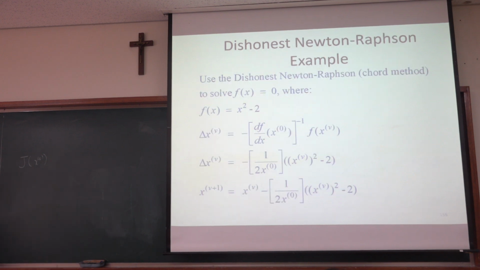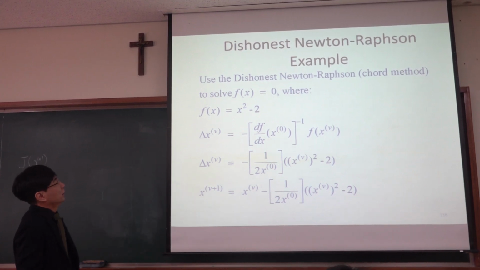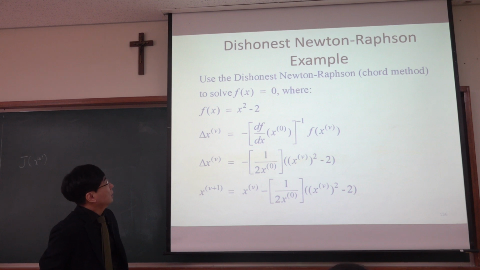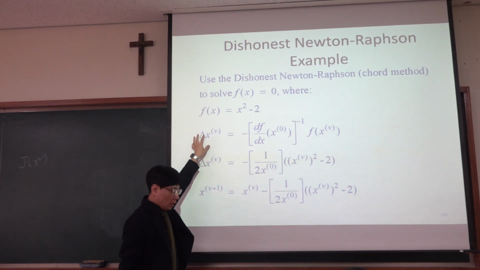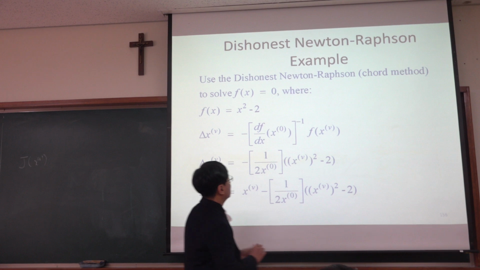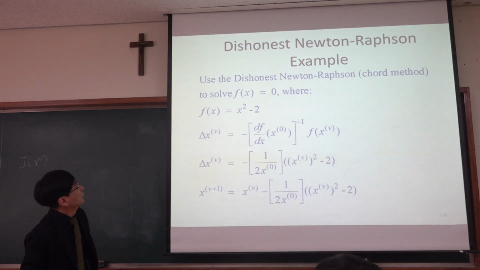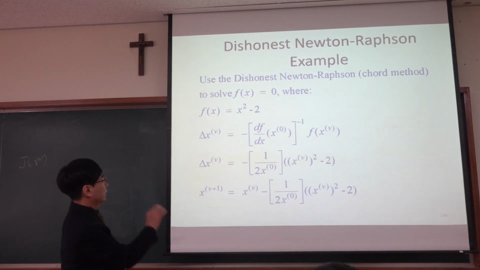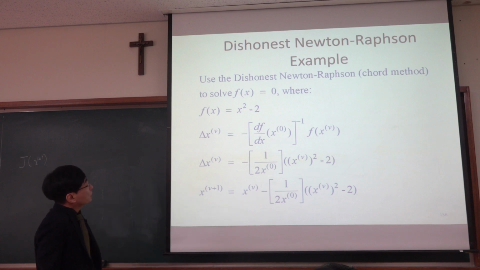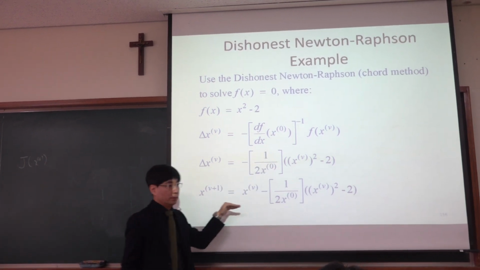So this is an example of the dishonest Newton-Raphson, and just for simplicity, our example is f of x equals x squared minus 2, so the root is the square root of 2. Applying the dishonest Newton-Raphson, the update of the variable is the inverse of the gradient times the function value. The derivative at the initial point, not x equals 0, so at the 0th iteration it depends on the initial value. Anyway, the derivative is 2 times x, so the inverse of that is this. This is fixed, and x is updated in this way.